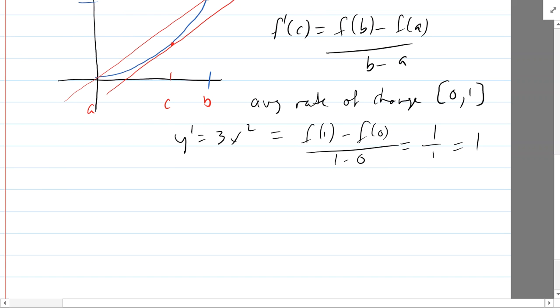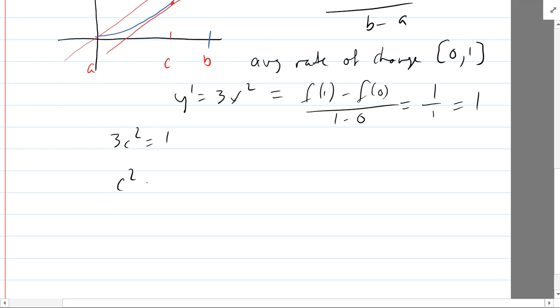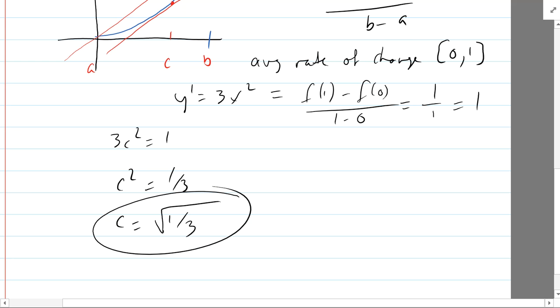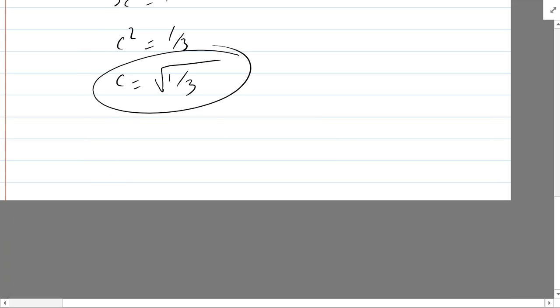Did we go and find c? We did. So when you set that equal to each other, you got 3c squared equals 1. That means c squared equals 1/3. That means c is equal to the square root of 1/3. Remember that? Remember doing that? Please say yes. Sorta. It was a long time ago. You need to remember this.